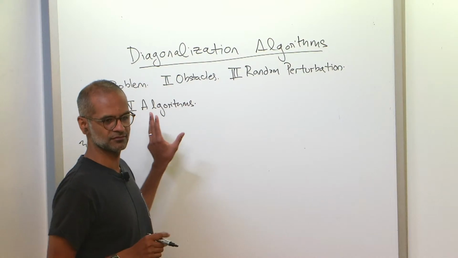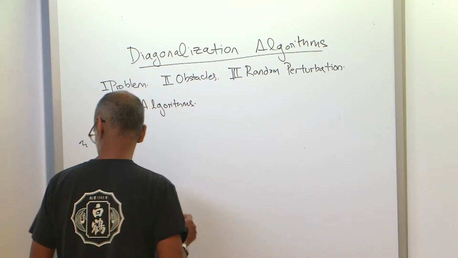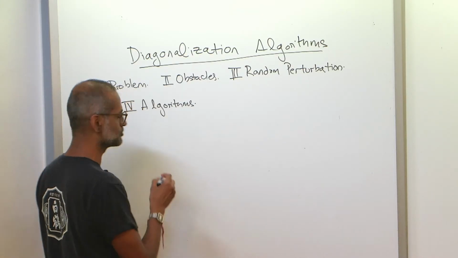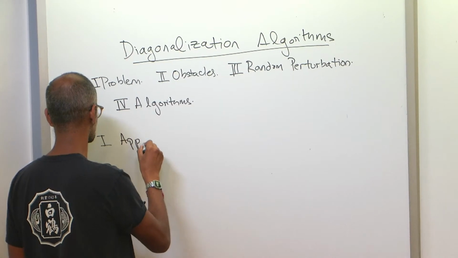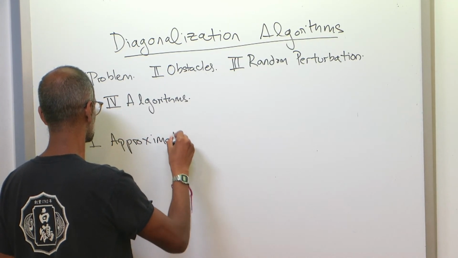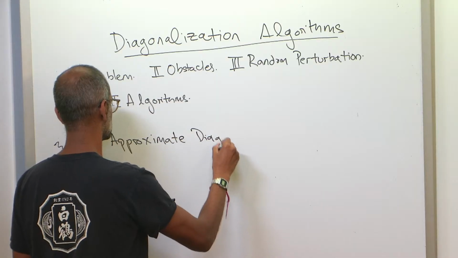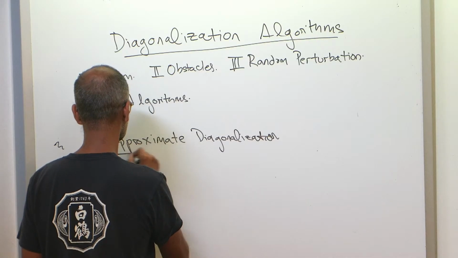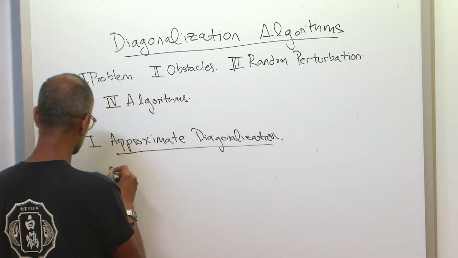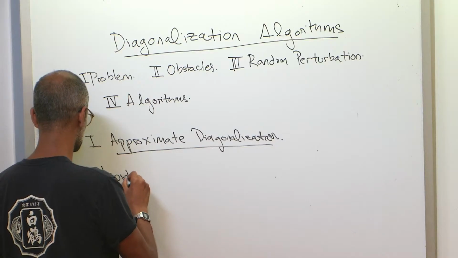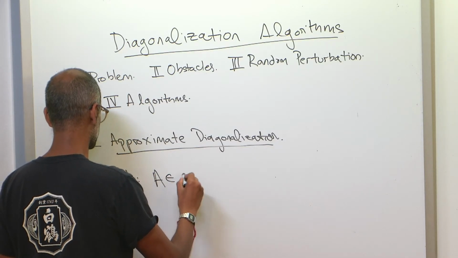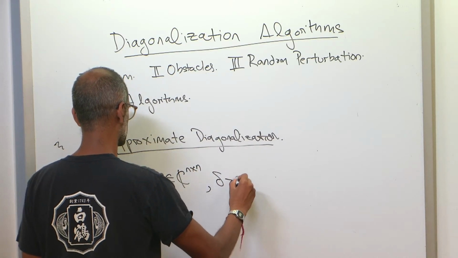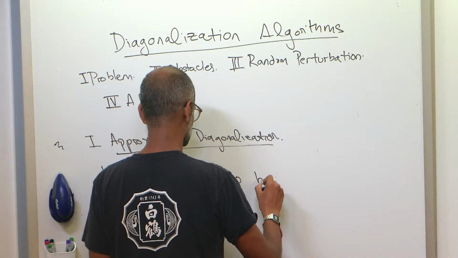Is this handwriting readable? Okay. So let me begin by defining the problem. I'm going to define a computational problem called approximate diagonalization. So in this problem, the input is an n by n complex matrix A and a number delta, which is a desired backward accuracy.